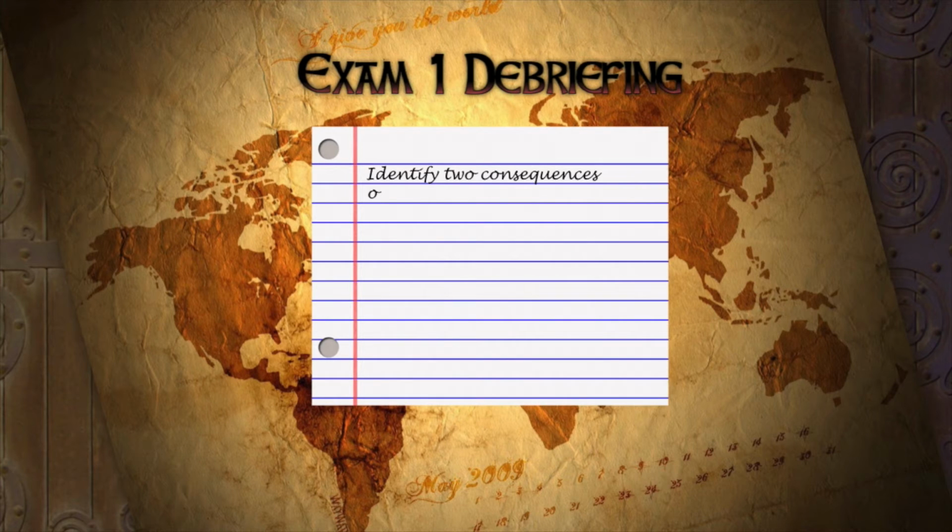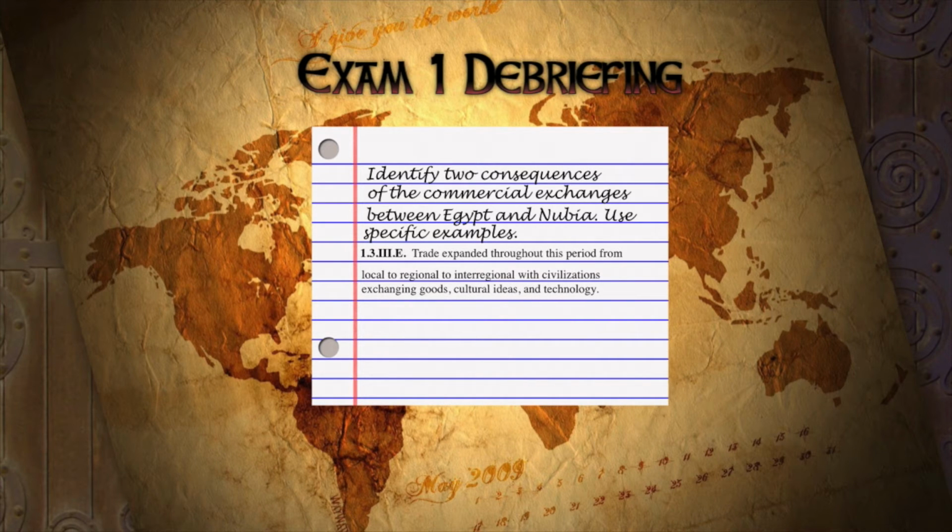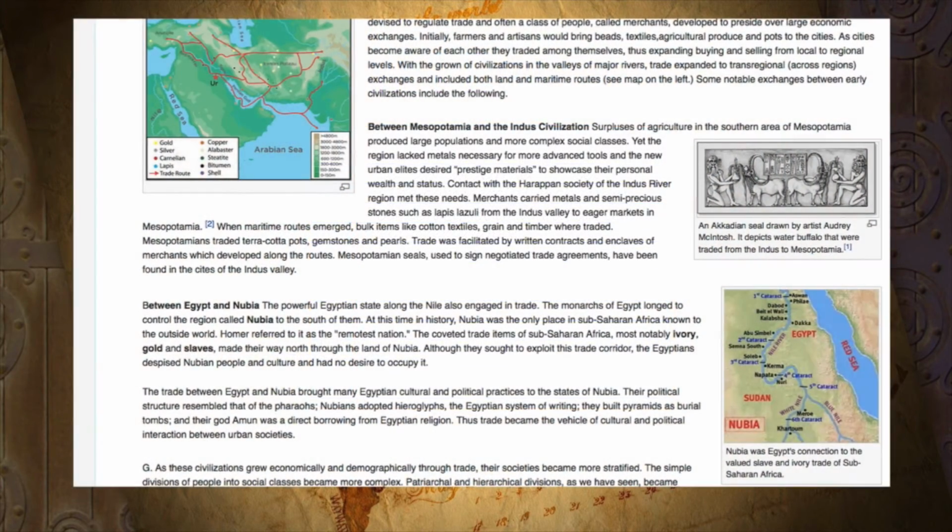Now, the next SAQ, you had to identify two consequences of the commercial exchanges that occurred between Egypt and Nubia, and you had to use specific examples. Once again, this comes directly from the curriculum framework. This is Key Concept 1.3, Roman numeral 3E. So, what were these exchanges? By the way, this question came directly from your reading. We never discussed this in class. This came out of your assigned reading. Matter of fact, it specifically came off AP Worldopedia, to be exact.